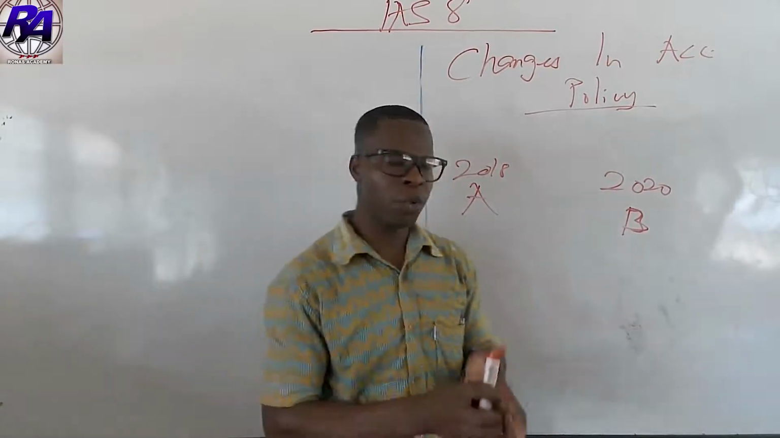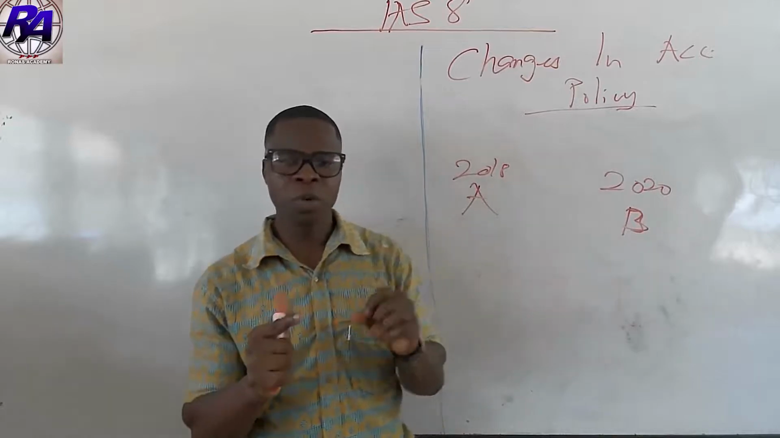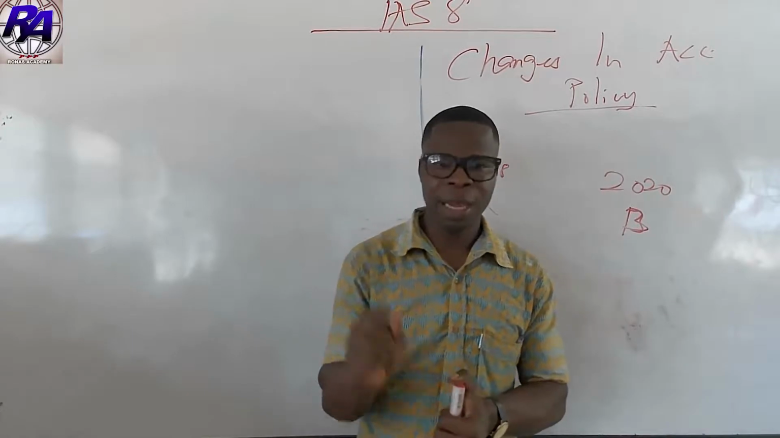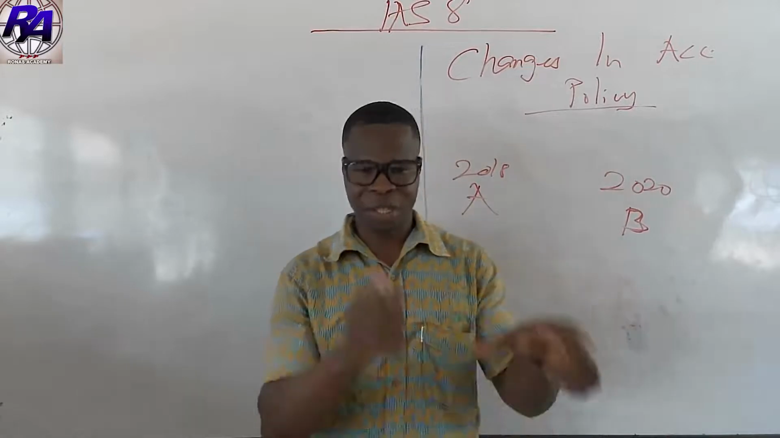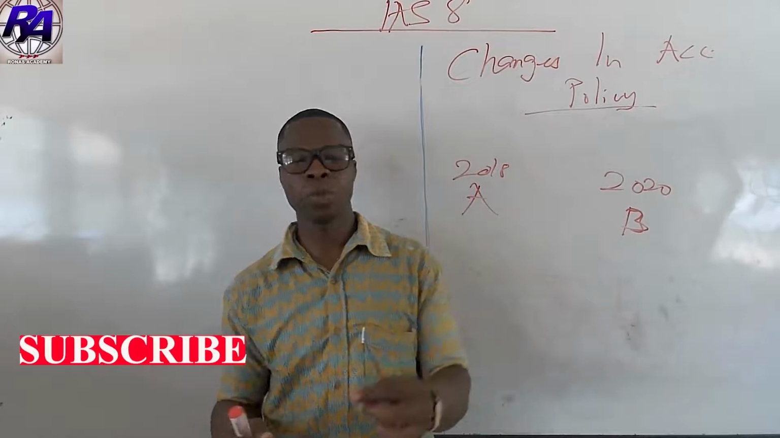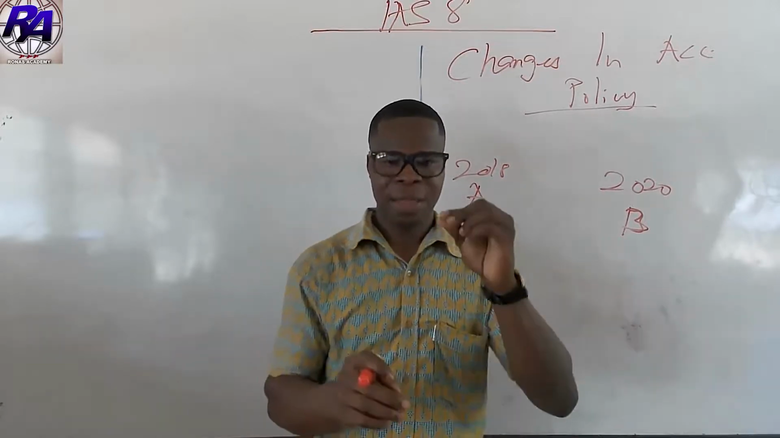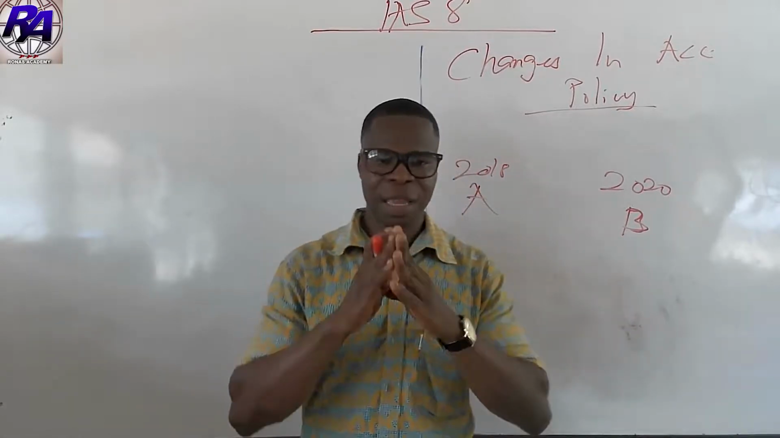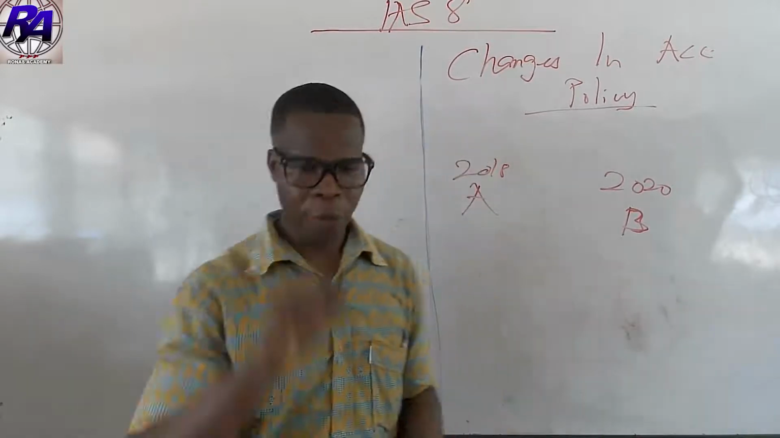But we only do the retrospective treatment when there are no transitional provisions in the new policy. This means that anytime there is a new accounting standard, it comes with transitional provisions, which simply means that there are guidelines as to how an entity is supposed to adopt that particular new policy. But in the absence of transitional provisions, we are supposed to treat that particular new policy retrospectively.